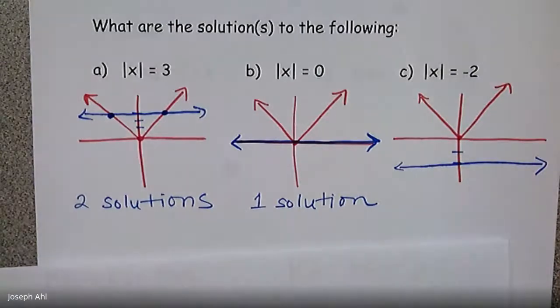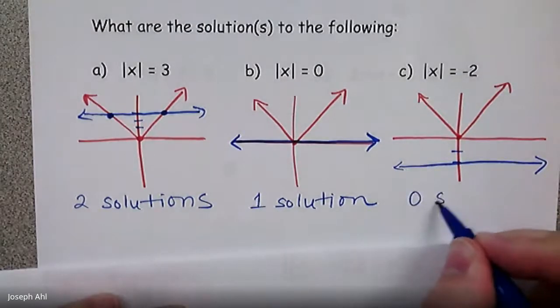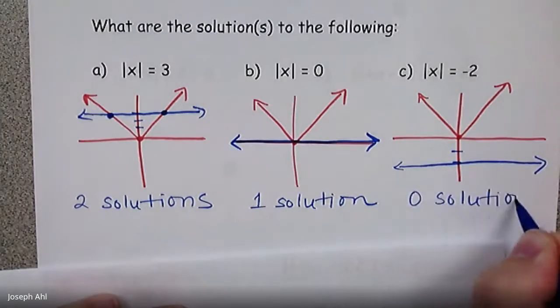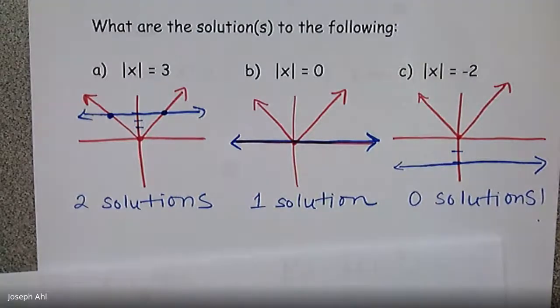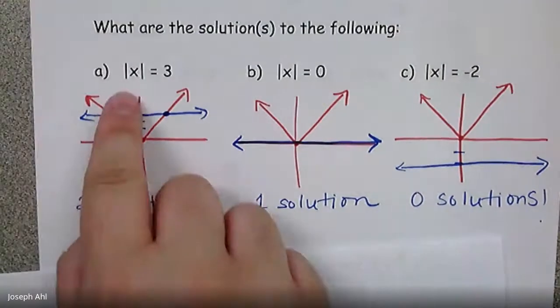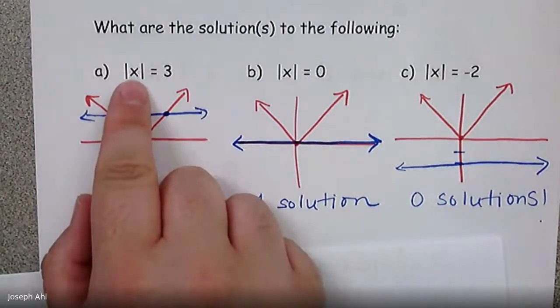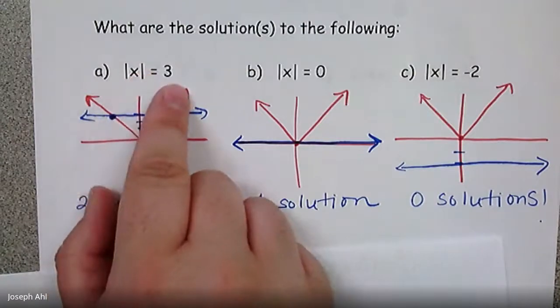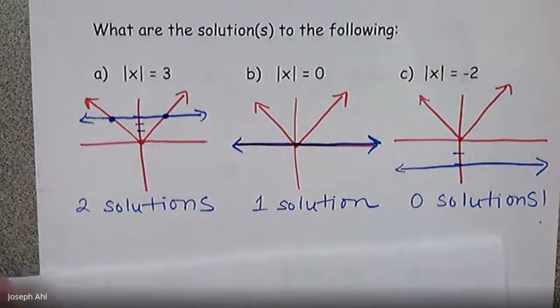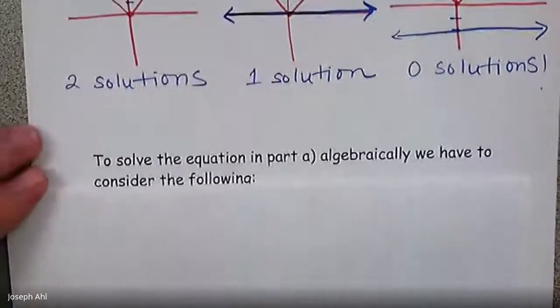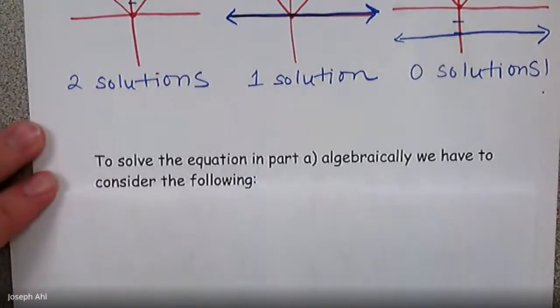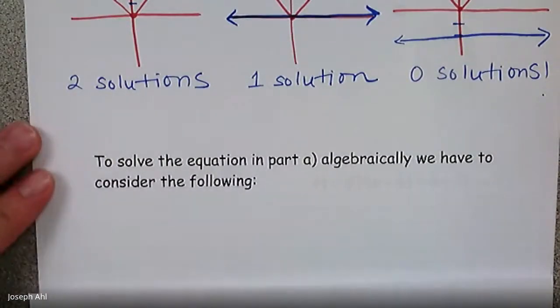So there are certainly times where I say, hey, let's solve the equation, and the turnout from that is that we have no solutions at all. So the question becomes, for this, which is a pretty simple case because it's just the input of x there in the absolute value function, how would I solve this algebraically? Okay, so to solve the equation in part A algebraically, we have to consider the following.